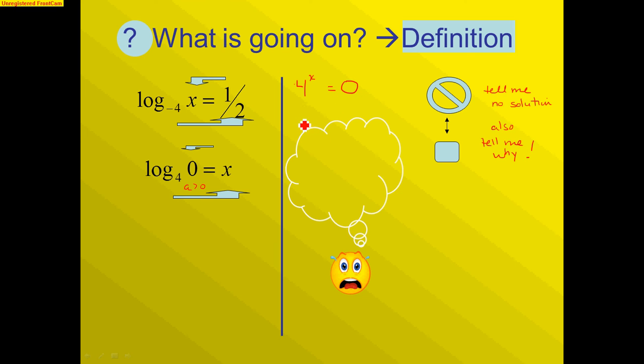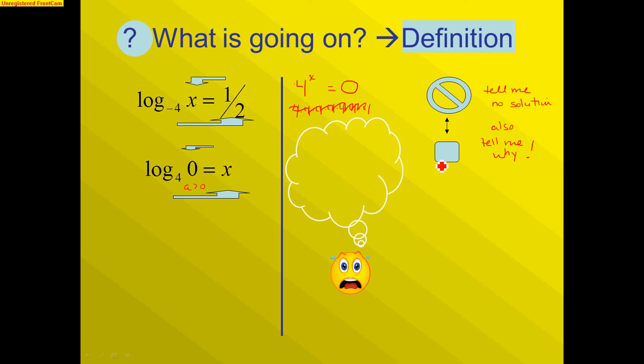Now ask yourself a question. What number can you raise 4 to get 0? Remember, exponentiation is repeated multiplication of 4. So 4 times 4 times 4 times 4 times... How many times can you multiply 4 together and get 0? Nothing, right? You can't raise a number that isn't 0 to a number and get 0. Even 0. What happens if the exponent is 0? 4 to the 0 is what? 1. So there's no way this can be true. So this also is no solution. Tell me no solution, but tell me why.